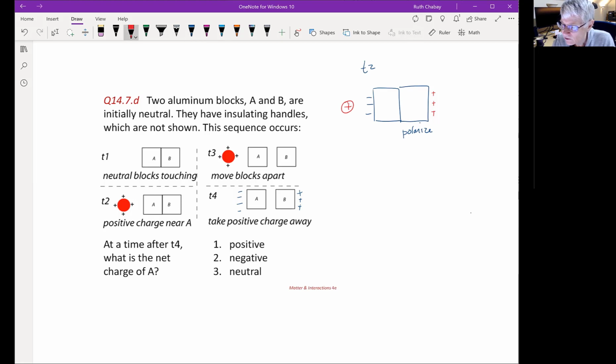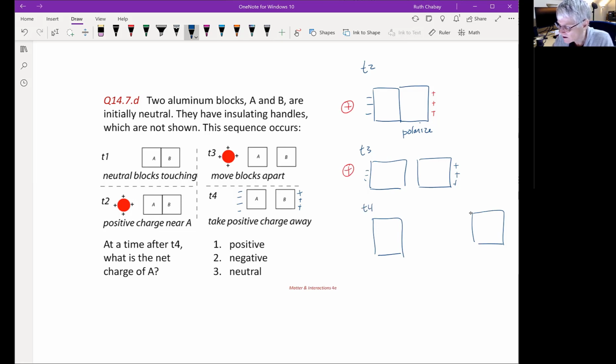Now if we carefully leave this positive charge here, but we separate the blocks, what was one big polarized block now becomes 2 charged blocks. Then when we take away the positive charge, this is time 3, this is time 4, we've actually got 2 blocks that are negatively charged and positively charged, and if they're close together, they're probably going to polarize each other that way. This is called charging by induction.